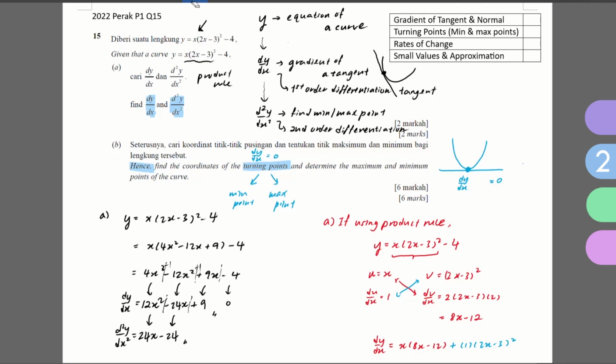And how do we differentiate turning points into minimum point and maximum point? Here we can use the second order differentiation value. If d square y over dx square is more than 0, it will be the minimum point. The maximum point would be the other case, which is less than 0. So let's try to find the turning points first.